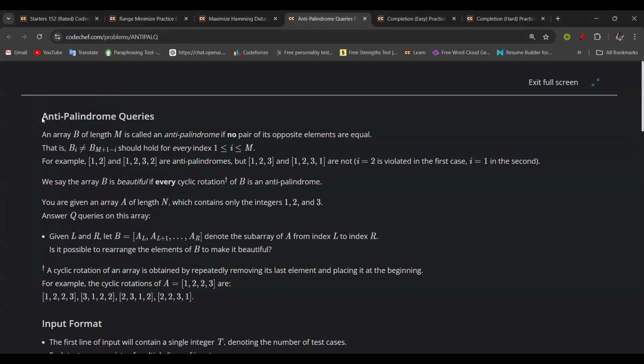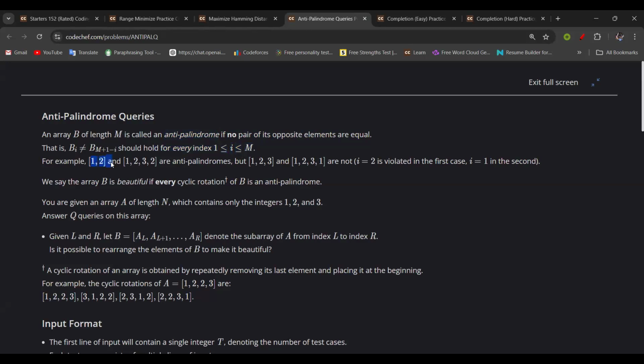Okay, the third problem is anti-palindrome queries. Here we are given an array B of length M that is called an anti-palindrome if no pair of its opposite elements are equal. This is the definition of an anti-palindrome. For a palindrome, all the opposite pairs should be equal. For an anti-palindrome, all of them should be unequal.